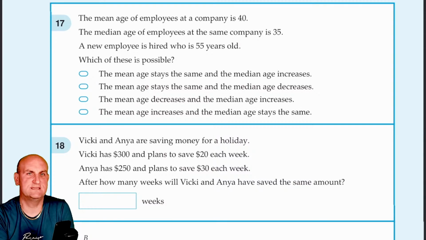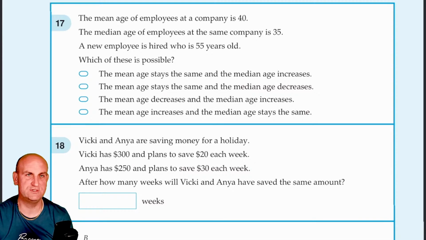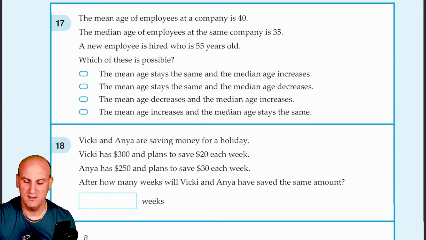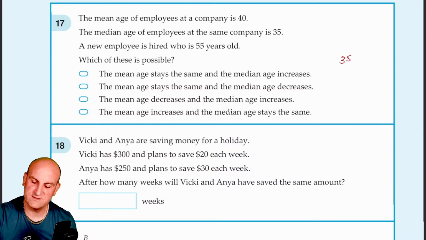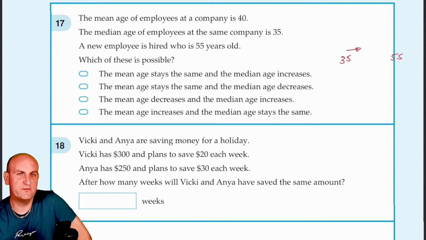The mean age stays the same, and the median age increases. Nope, not at all. When I add someone in, the mean age is going to change. The mean age stays the same and the median age decreases. Nope, I can't have the median age decrease, because if I imagine I've got 35 as the middle and I'm adding 55 on, it's going to make my median move that way, so it's going to be bigger. The mean age decreases and the median age increases. Nope. The mean age increases and the median age stays the same. Hold on, I don't like any of those.